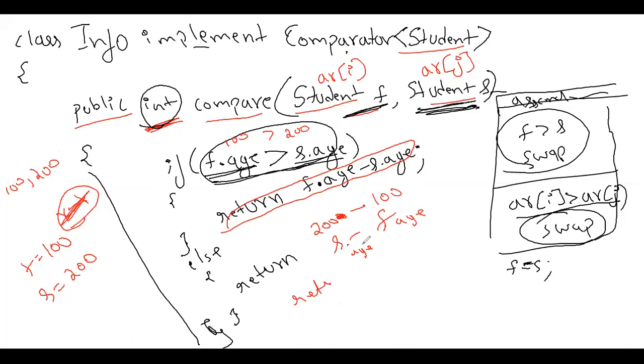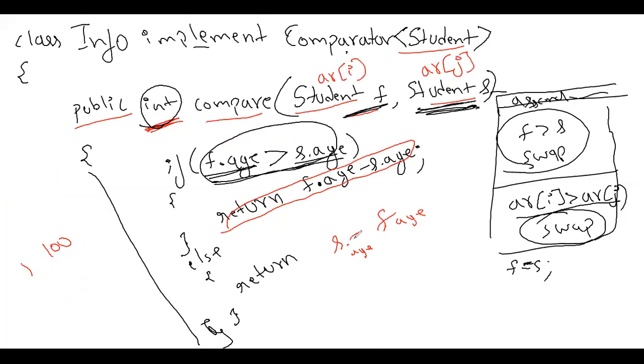What you have to write here also is f minus s only. You should not write s minus f. Whatever you have written in the if, you have to write the same in the else: f.age minus s.age. This is what I have to write.